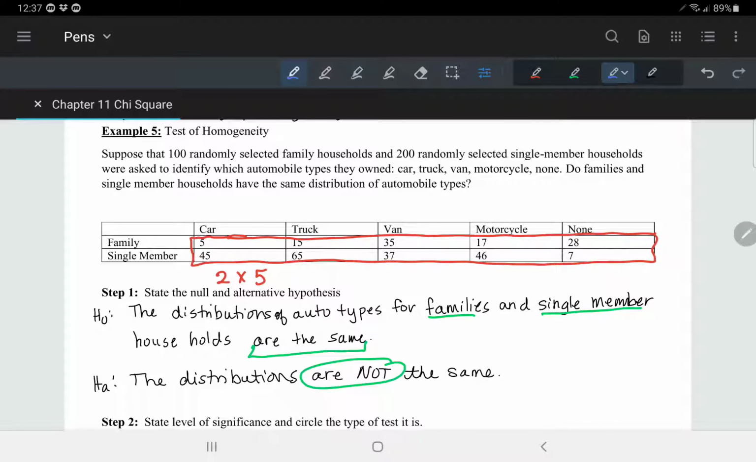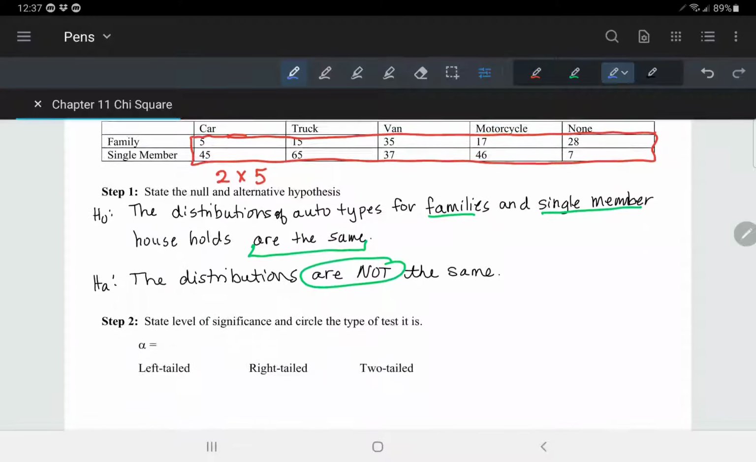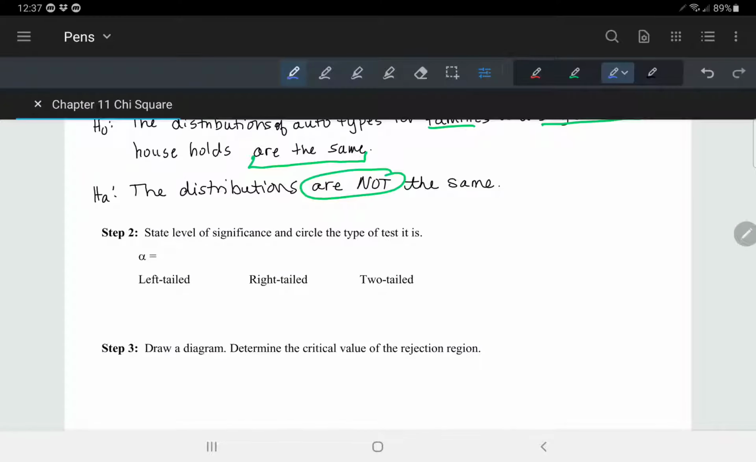We need to state the level of significance of the test and circle what type it is. This is, again, it hasn't been told to us, so we will assume that alpha is equal to 5%, 0.05. We'll be using the chi-square test, which is always right-tailed. From there, we'll be able to draw the diagram and determine the critical value for the rejection region.